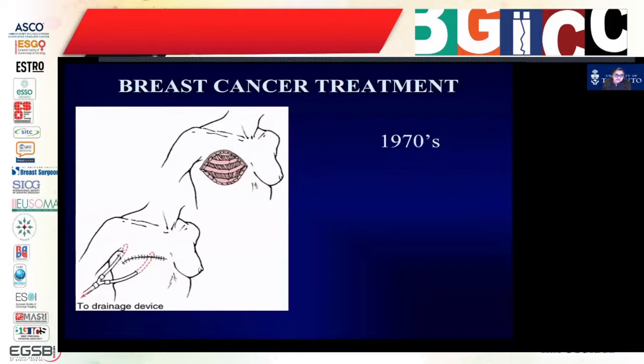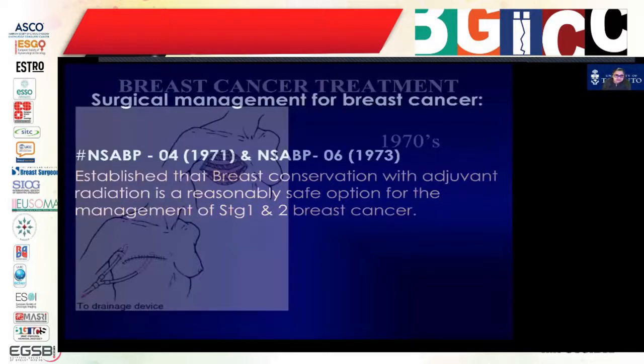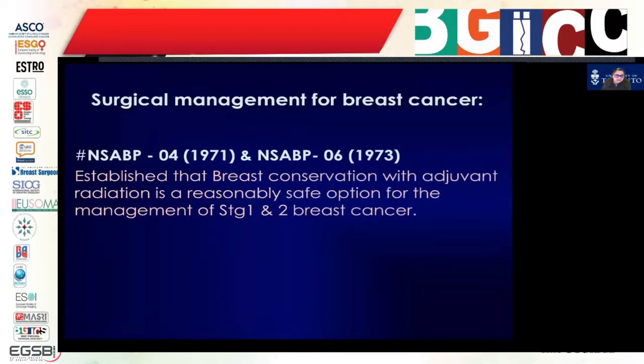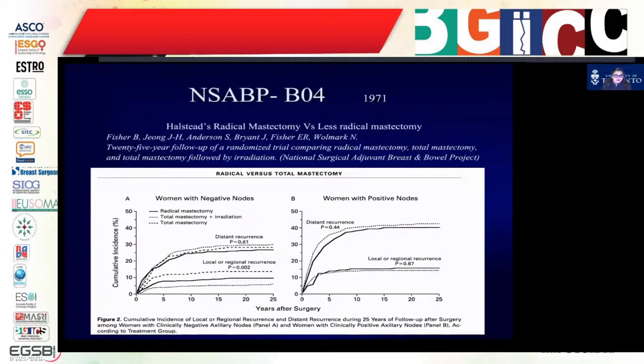So just a quick overview of breast cancer treatment and how it has evolved since the 1970s, where we moved away from performing very disfiguring surgeries to more breast conservation types of surgeries. The two landmark studies really were the NSABP B-04 and B-06 trials, which basically proved that breast conservation with adjuvant radiation is a reasonably safe option for the management of stage 1 and stage 2 breast cancer. So basically, it meant that these women no longer need to have a radical mastectomy.